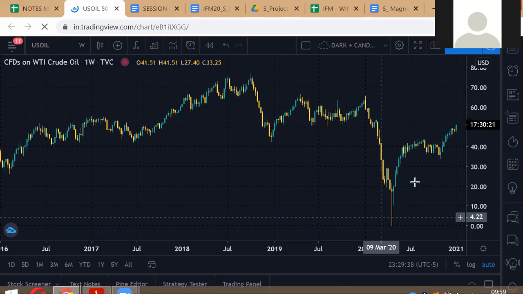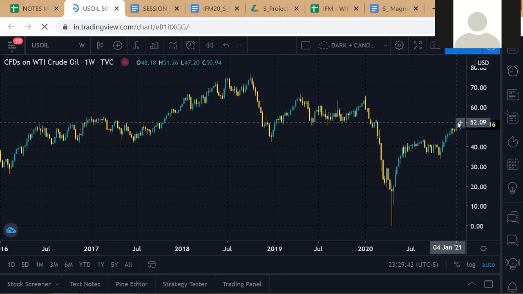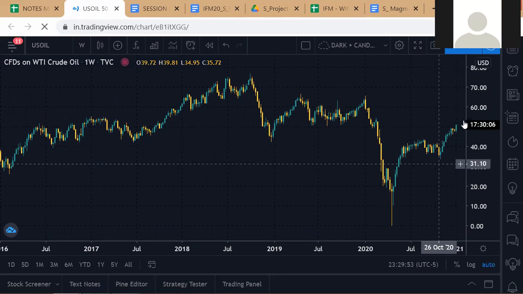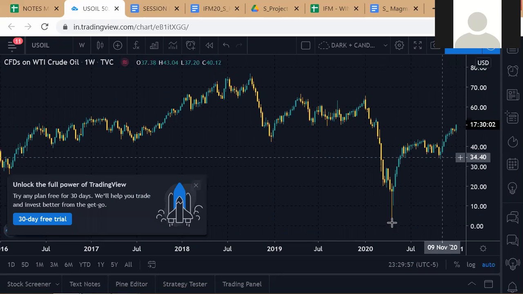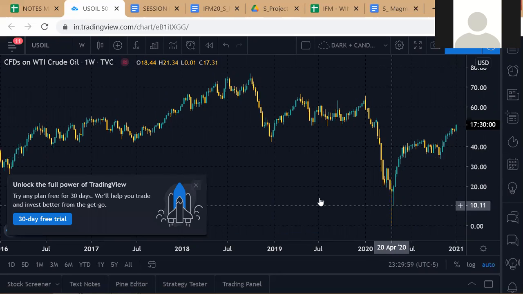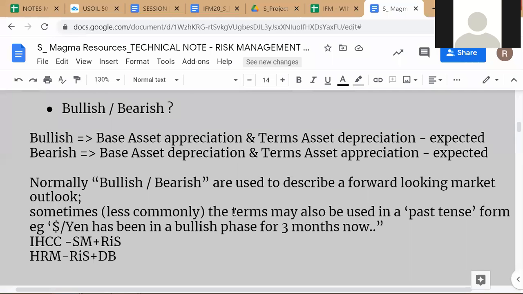So as crude oil is going up, we say that the base asset is appreciating and the dollar is actually depreciating in relation to crude oil, because now you need 45, 50, $60 to buy 1 barrel of crude, whereas earlier you could have bought it at like $10 or $20. So it is actually getting worse for the dollar. So base asset is appreciating and terms asset is depreciating.